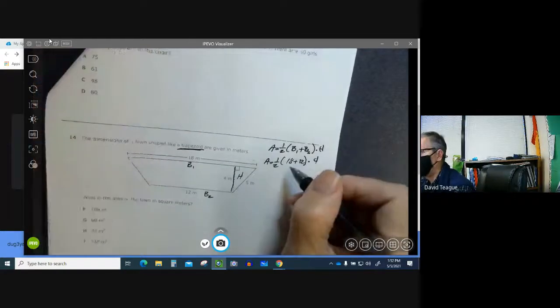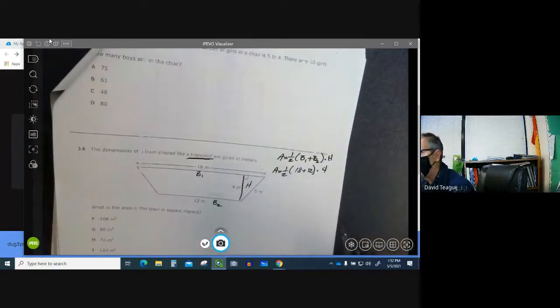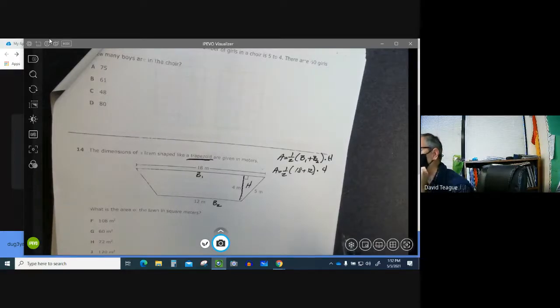Well, we have to do the parentheses first, right? PEMDAS? You're looking at your paper, right, Jacob? Jacob, you're looking at your paper, right? Really? Okay.